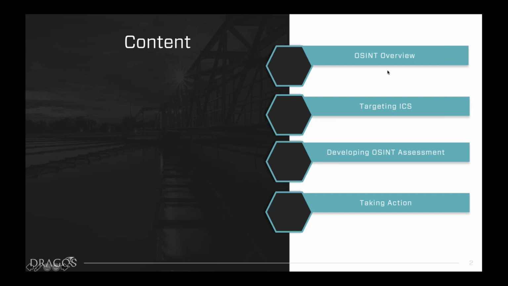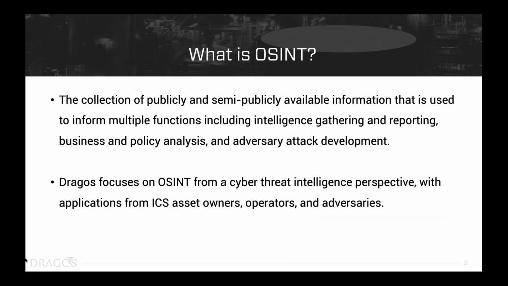So to give you a little bit of an overview of what we're going to be going over today, we're going to start with an OSINT overview just to make sure we're all on the same page as we go through this presentation. Then we're going to discuss targeting industrial control systems, why that might be valuable for an adversary, and what type of OSINT might be referred to. And then we're going to walk through developing an open source intelligence assessment, and then finally taking action. So basically, what you learned here today, what can you take back to your desk, to your office, and apply within your organization immediately. So what is open source intelligence?